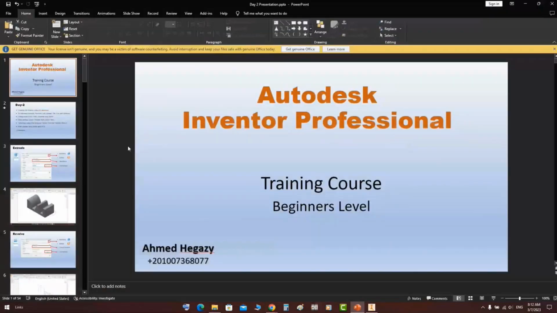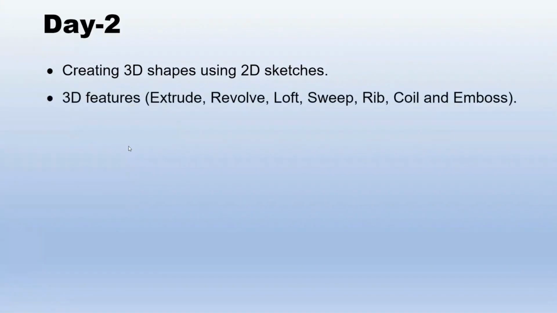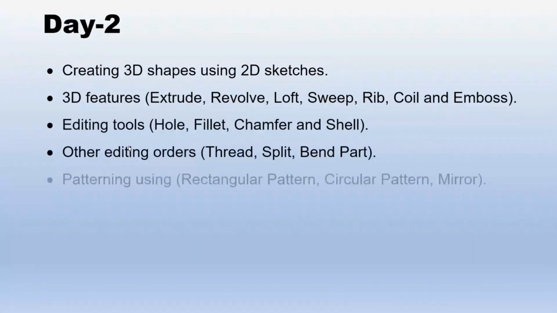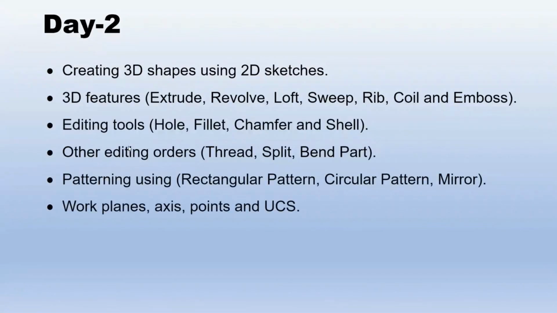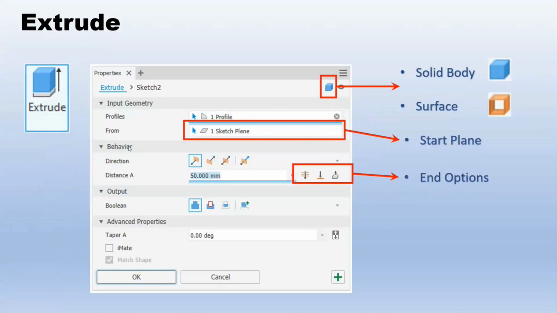presentation of today, and inshallah we will discuss the next points, which are creating 3D shapes using 2D sketch. We will learn how to use the Extrude feature, Revolve feature, Loft, Sweep, Rib, Coil, and many other features, and modifying features like pattern, circular pattern, mirror, all of that. And we will make some examples.